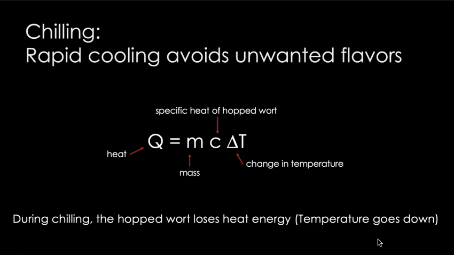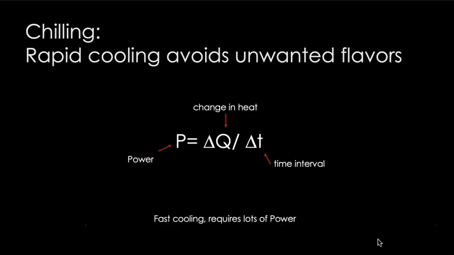So, if we want to take that heat fast, we need to put in a lot of power. Power is a measure of the speed at which we can exchange heat. We can take heat out or put heat into a material. And the equation for that is just the change in heat divided by the time interval that it took us to remove that energy or to put that energy in.